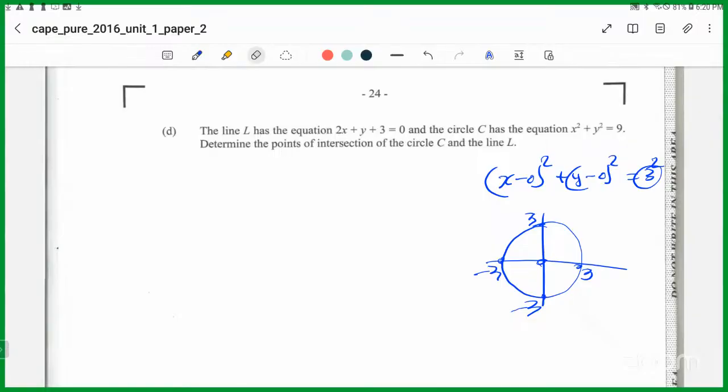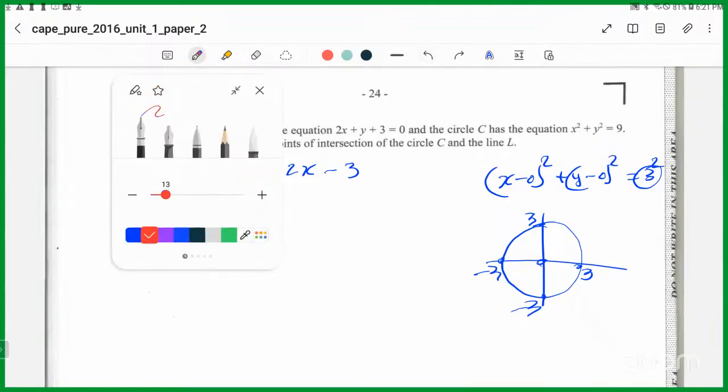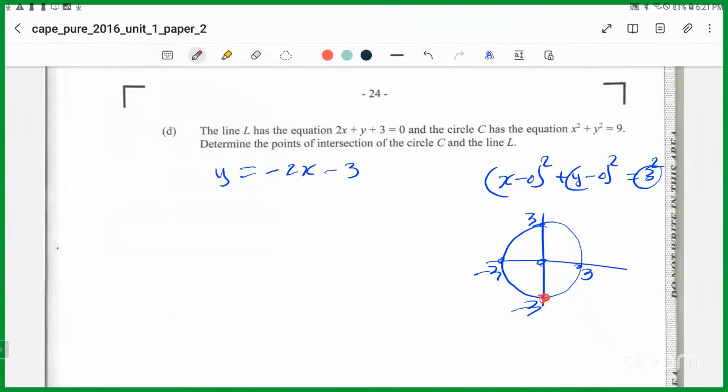And you have this line now, which is a negative gradient line. If you write it in standard form, it will be y equals minus 2x minus 3. So the line passes through minus 3 on the y-axis, here, and has a gradient of negative 2, sloping down this way.